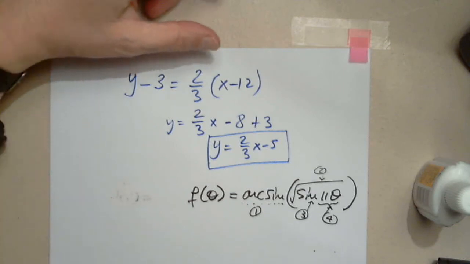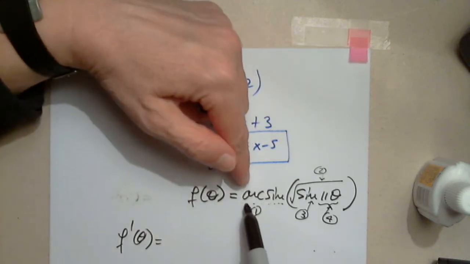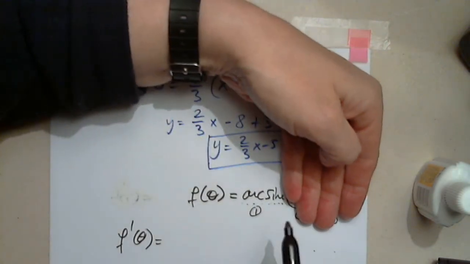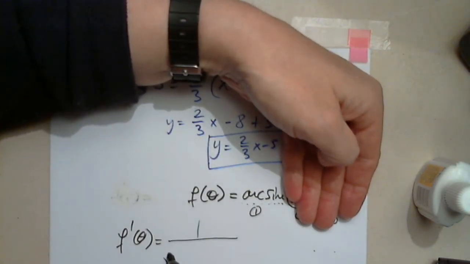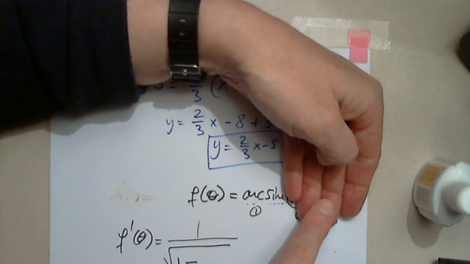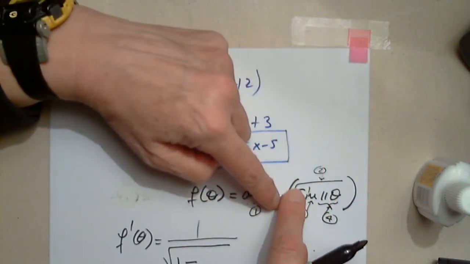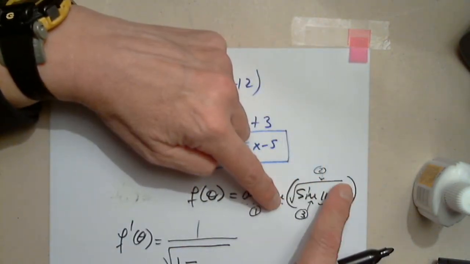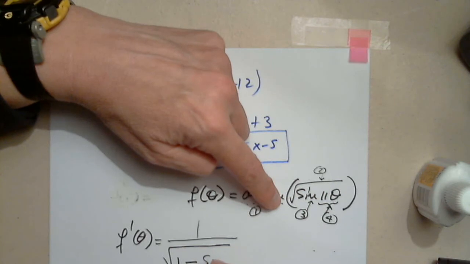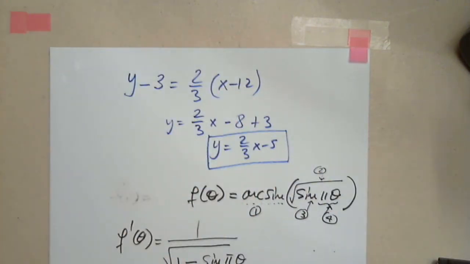Okay, so f prime of theta, I have to differentiate arcsine. Arcsine is 1 over the square root of 1 minus whatever I have hidden here squared. But what I have hidden here already has the square root, so when I square this, I will just write this: not pi, but 11 theta.